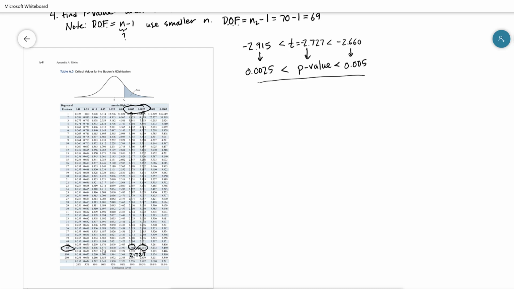I searched through this row looking for 2.727, the positive version, just because we're dealing with the right tail and not the left tail in this table. This table only does right tails. And we decided it was between these two numbers right here, and therefore the area associated with this particular t-score must be between the areas associated with those two t-scores. And there's the two areas that we wound up finding.